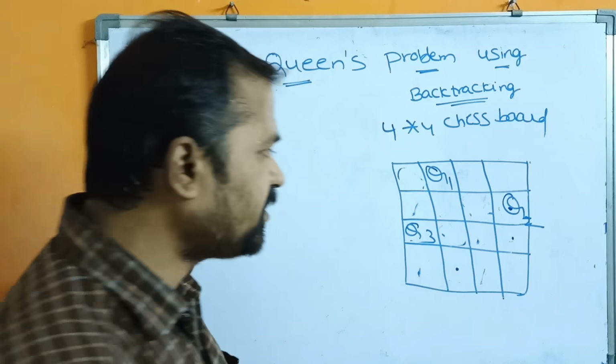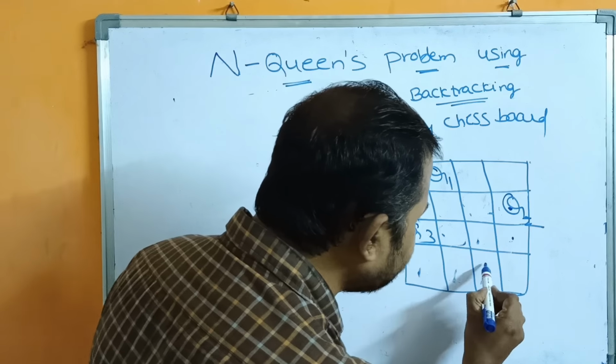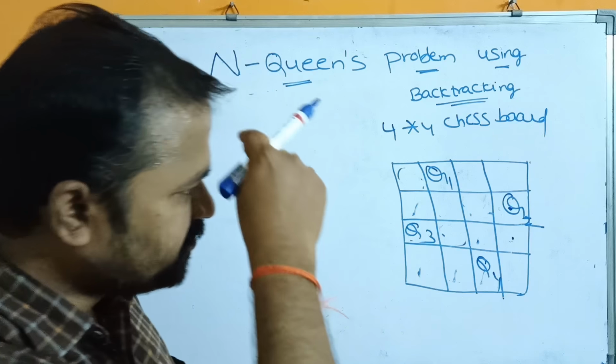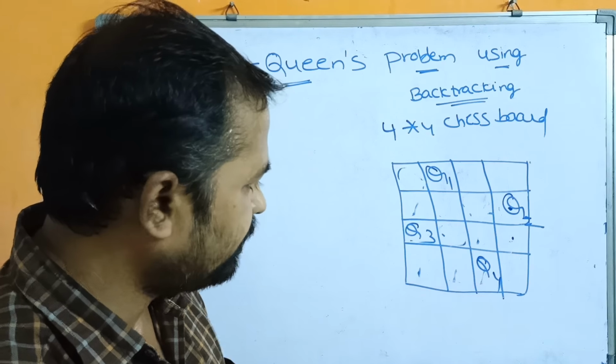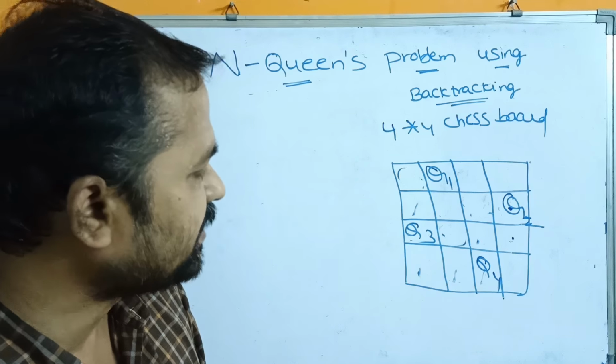Can we place Q4 here? No. Same column as well as same diagonal. Next, can we place Q4 here? Yeah, there is no problem. So there is no attack, Q4 with respect to Q1, Q2 and Q3.